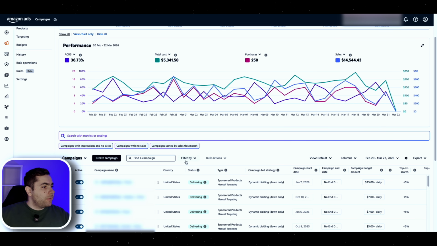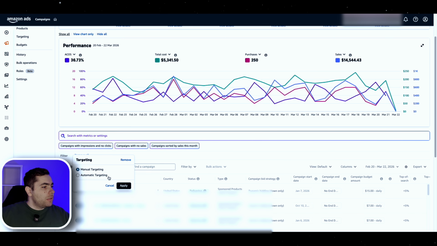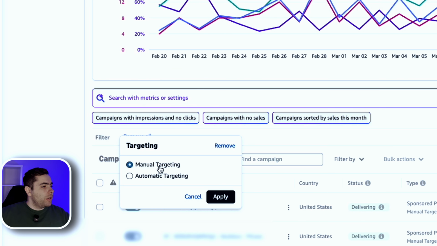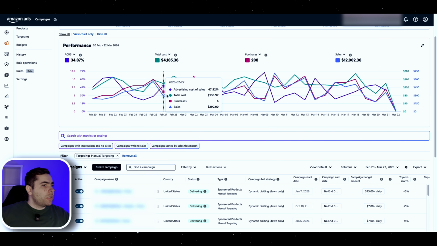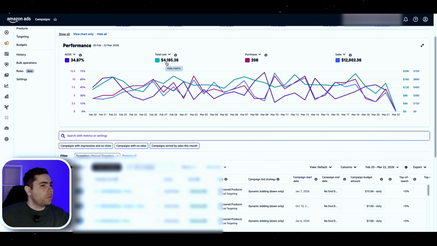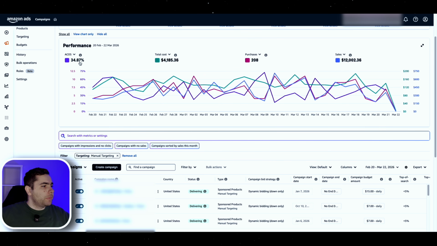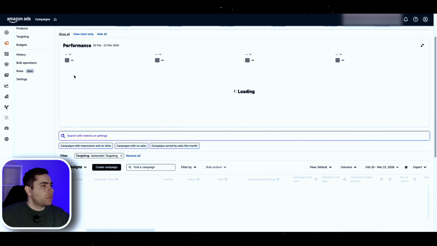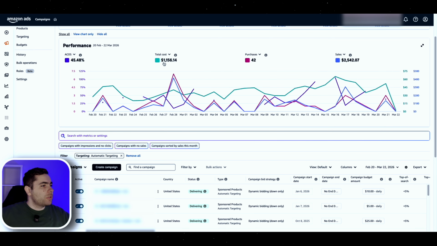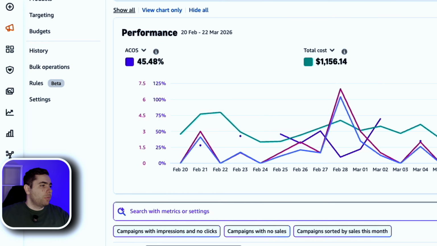The next thing, we want to filter by targeting and see the performance of manual campaigns and automatic campaigns. So we can see that most of the spend is manual, $4,200 from the 5,000 that we had, and the ACOS here is a little bit lower. In auto campaigns, the ACOS is 45%, and we are spending $1,150. So the first opportunity for this account is to optimize the auto campaigns, maybe to add more negations, because it shouldn't be the case that auto campaigns have higher ACOS than manual campaigns.